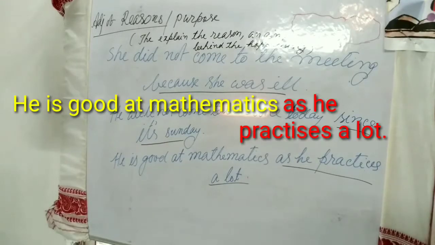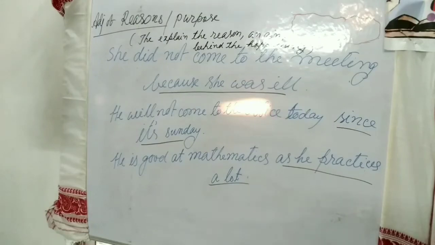As a third example, he is good at mathematics as he practices a lot. That means here also we explain the reason for his efficiency in mathematics. He is good at mathematics because he practices a lot. So all these types of adjuncts are adjuncts of reason or purpose.